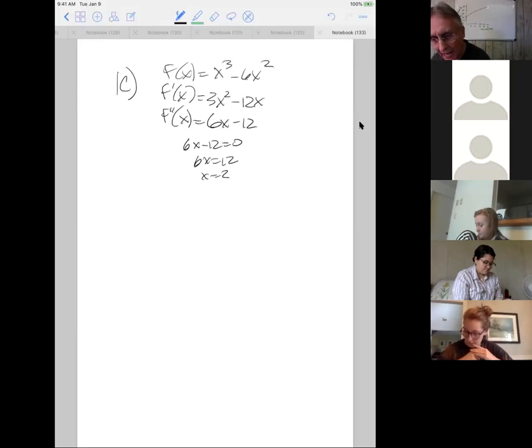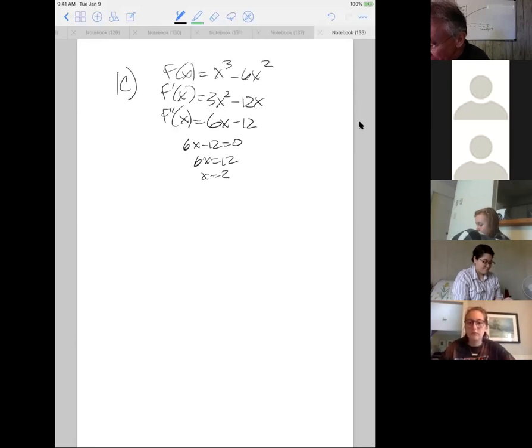And a lot more of you than was good said that the point of inflection was (2, 0). You picked 0 automatically because when you plug it into the second derivative, you get 0. But you're looking for the coordinate, so you have to plug it back into the original function. We'll do that in a minute. Let's first answer the question.